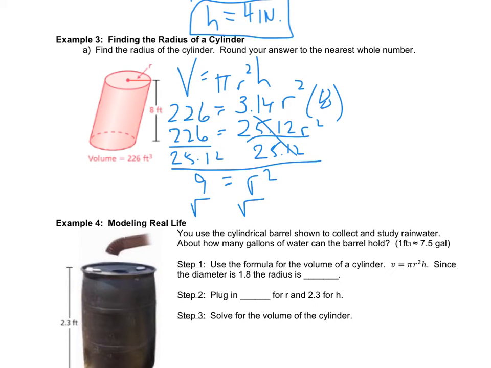Now, when we take the square root, there are two answers. The square root of 9 is 3, but it's also, remember, negative 3. However, can I have a radius of negative 3? No. So if I just said what's the square root of 9, I need to consider both 3 and negative 3. But in this situation, I can't possibly get a negative 3 for a side. So in this case, we throw away the negative, and our answer is going to be 3 feet.